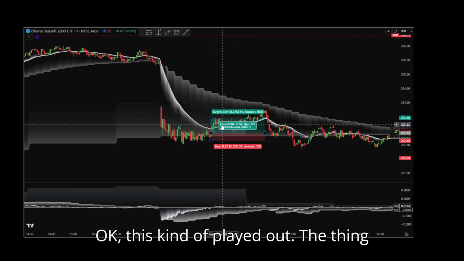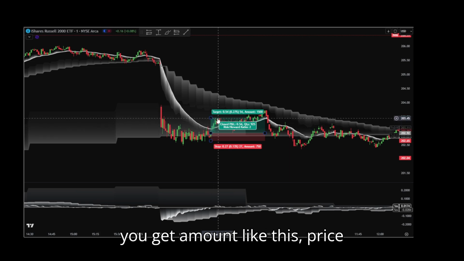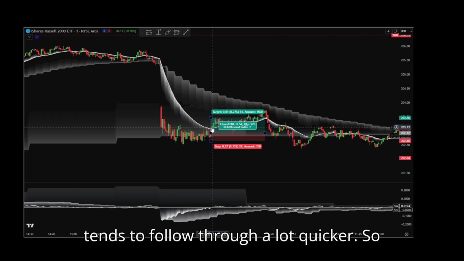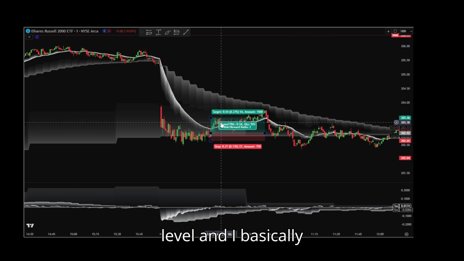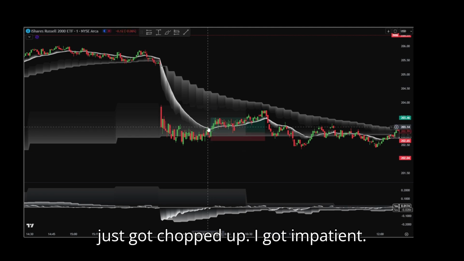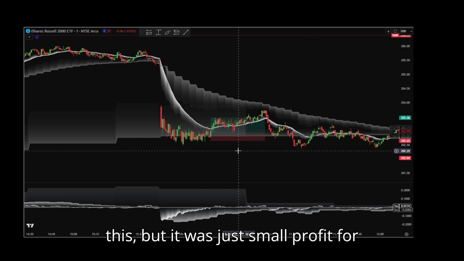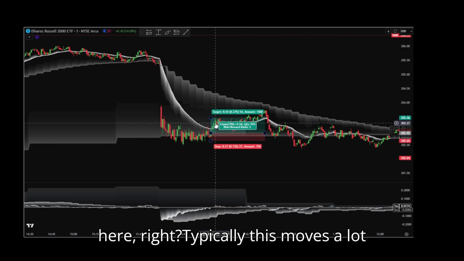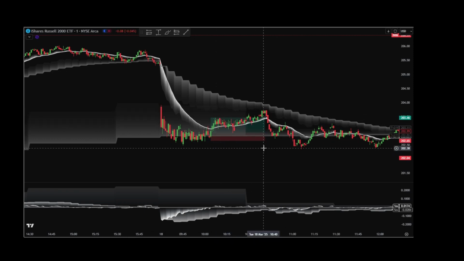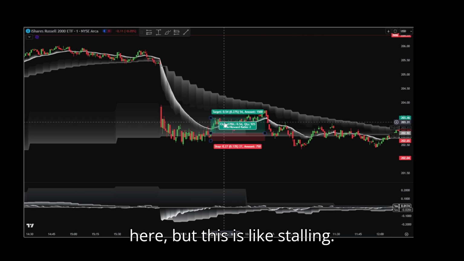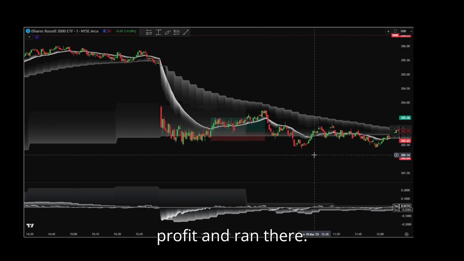Okay, this kind of played out. The thing is that typically once you get a mount like this, price tends to follow through a lot quicker. So it acts like an acceleration level. And I basically just got chopped up. I got impatient, and I don't even know where I exited this, but it was just small profit for $115. I just got tired of waiting here, right? Typically this moves a lot quicker, or it'll give a different type of movement, but this is stalling. So I got impatient and just took my profit and ran there.